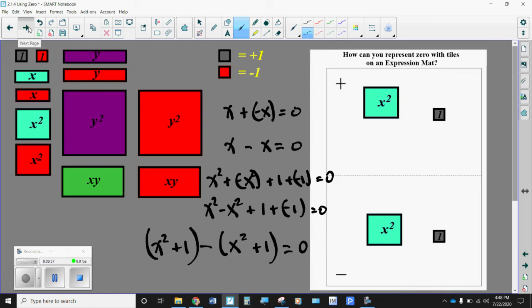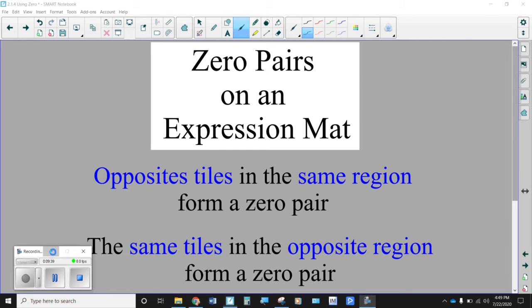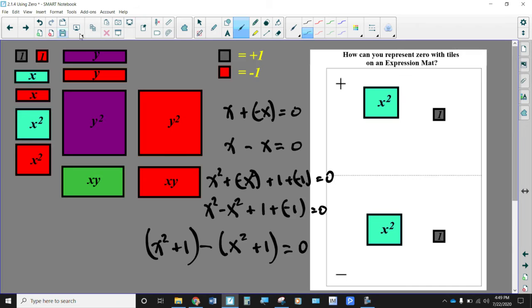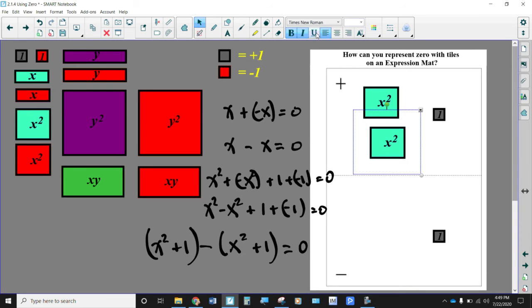So I want you to copy this down. 0 pairs on an expression map, okay? When you have opposite tiles in the same region, they form a zero pair. Okay, so opposite tiles in the same region form a zero pair. That's like when we had this guy up here.